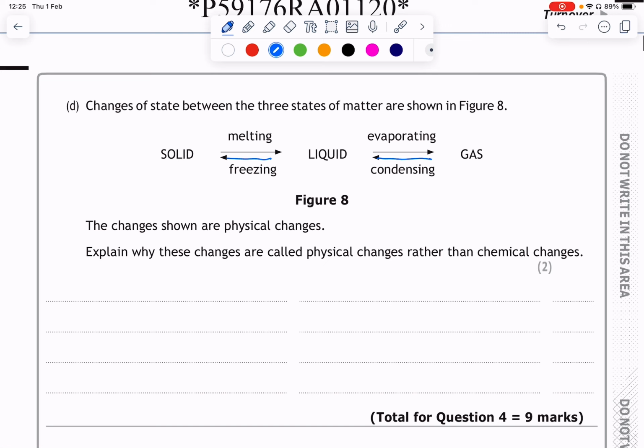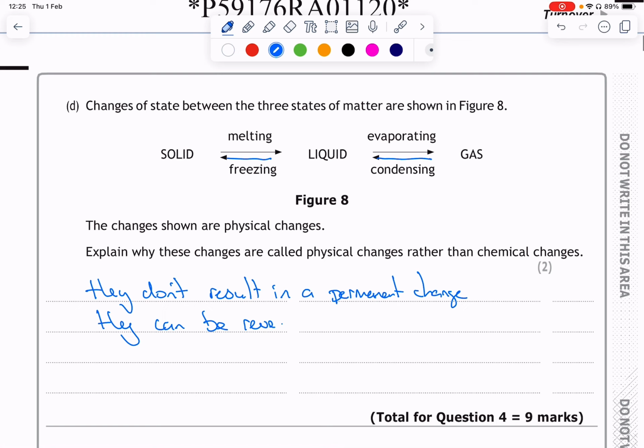So they're physical changes because they don't result in a permanent change. They can be reversed. So for example, if I have solid, say ice, and I melt it to liquid, it's still water, it's just changed state, but I can take my liquid and bring my liquid back to form the solid. So they can be reversed in that way.